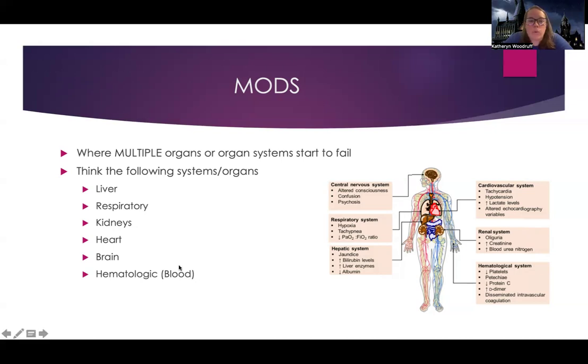And most of the time, the organs or the body systems we talk about are the liver, the respiratory system, the kidneys, the heart, the brain or the neurological system, and then the blood or the hematological system. And it's broken down in this picture about what symptoms you're going to see with each of these. This is usually the stuff you want to study, because usually a question would go along the lines of, hey, a person has the following, which of these would be an indication a person is in MODS? And then they give you some of these symptoms, etc.